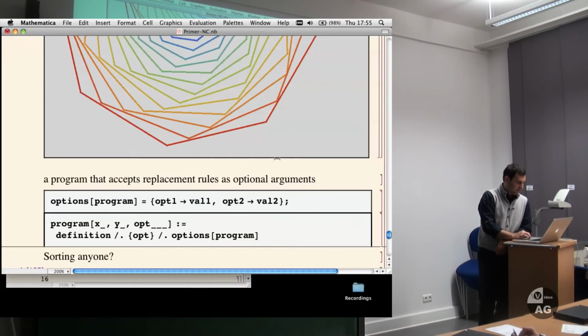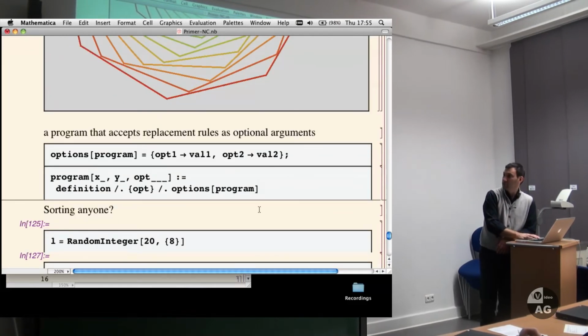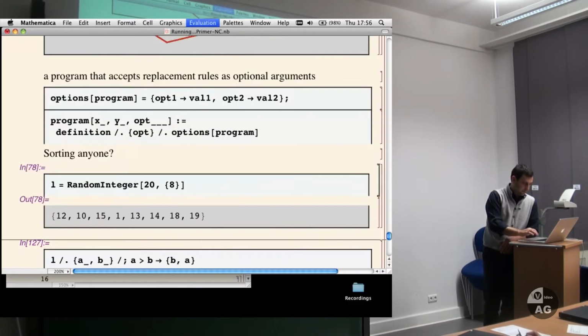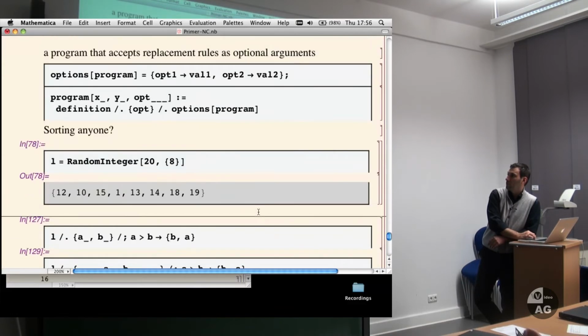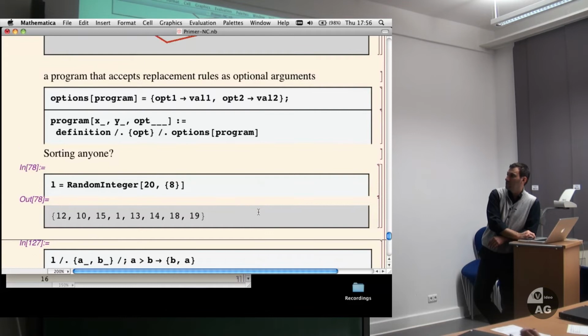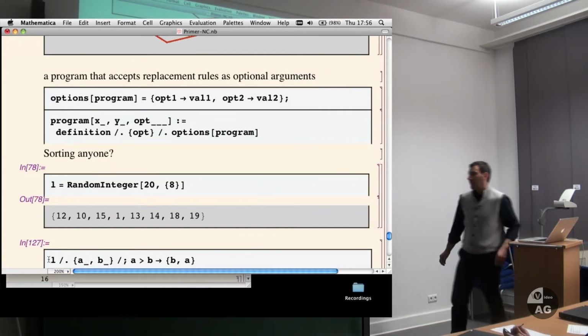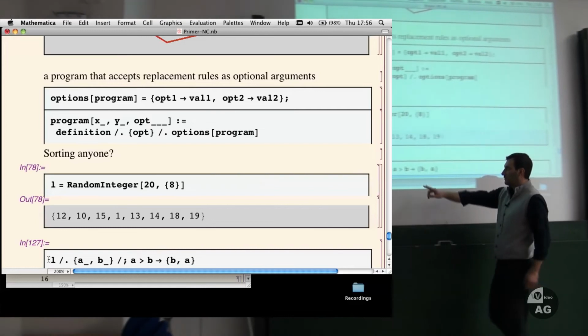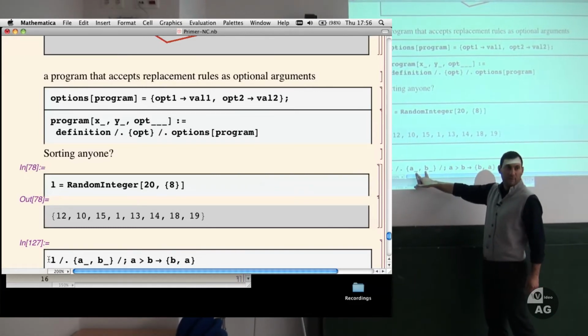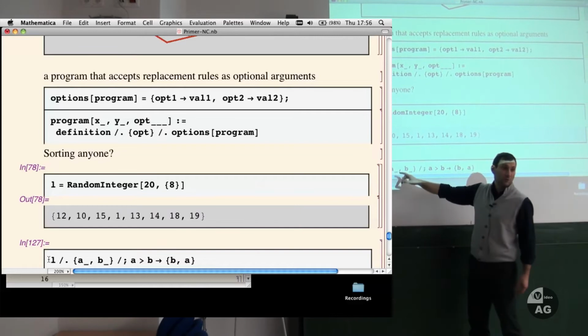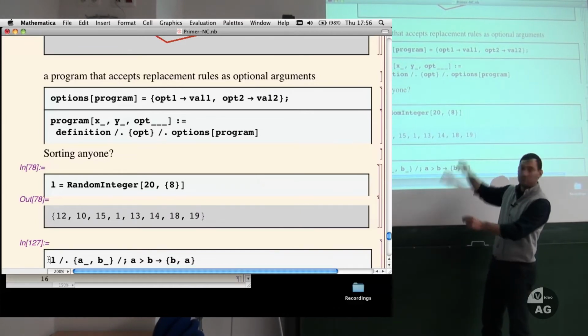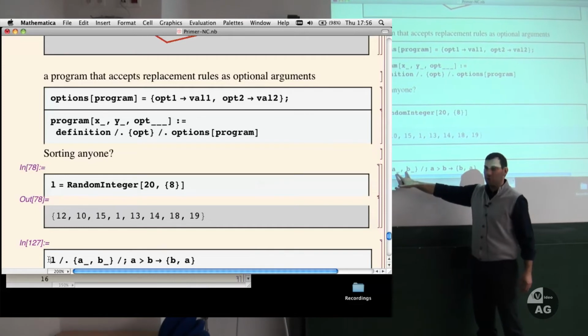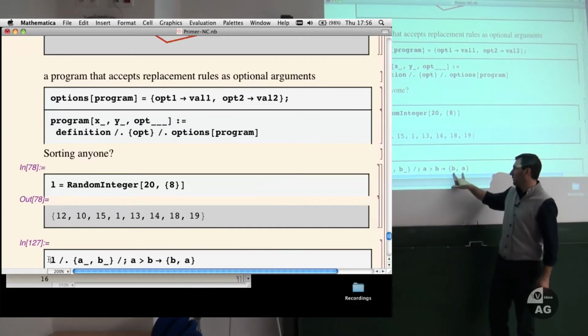Okay, guys, let's have some fun, I hope. Let's do some sorting. So over here I create a list of 8 integers, and I want to sort them through replacement rules. Okay, here is my first attempt. I say, L is the list. Please find pairs of numbers, because I want to sort this list from the smallest to the largest. So I say, every time you find A which is greater than B, please swap it.